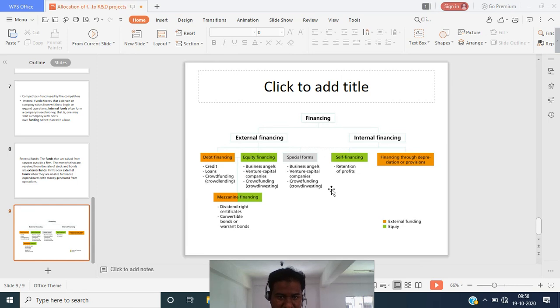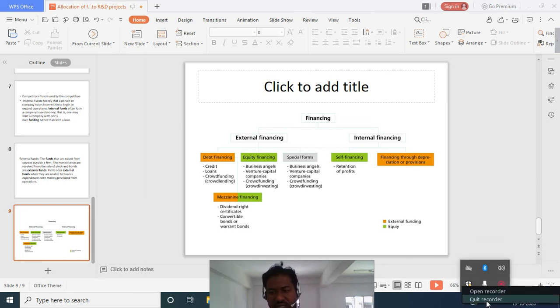So all these things come under external financing, like debt financing, credit loans, overdrafting, or crowdfunding. Equity financing like business angels, venture capital companies, crowdfunding, crowd investing, and special forms like mezzanine financing, dividend rights certificates, convertible bonds, or warrant bonds. All these things come under external financing. So these are the terms we are using for our R&D in our second unit of innovation management.